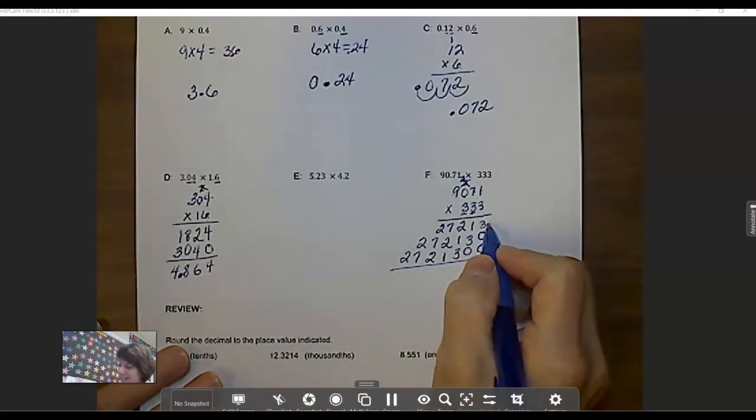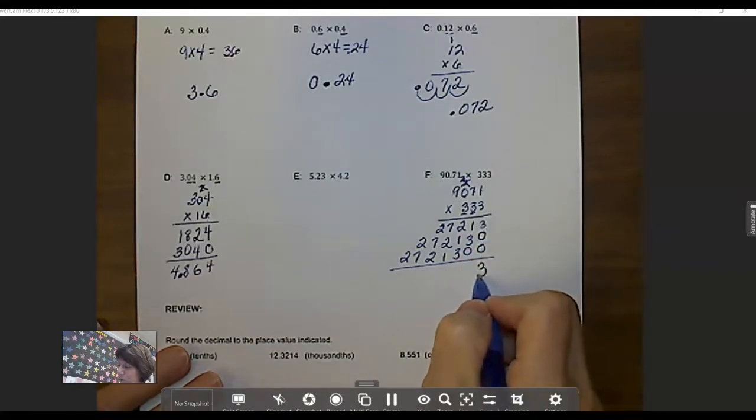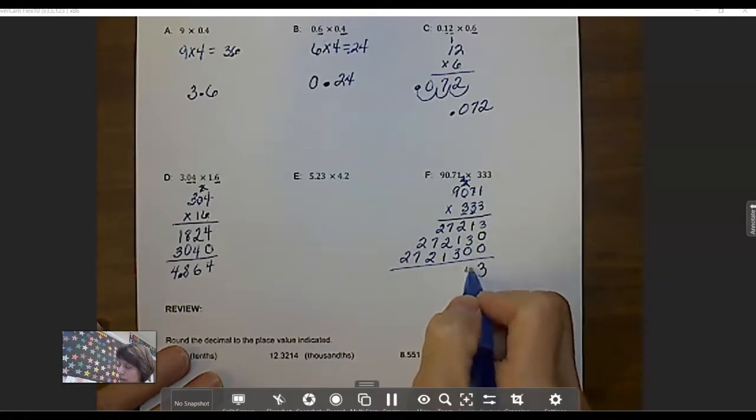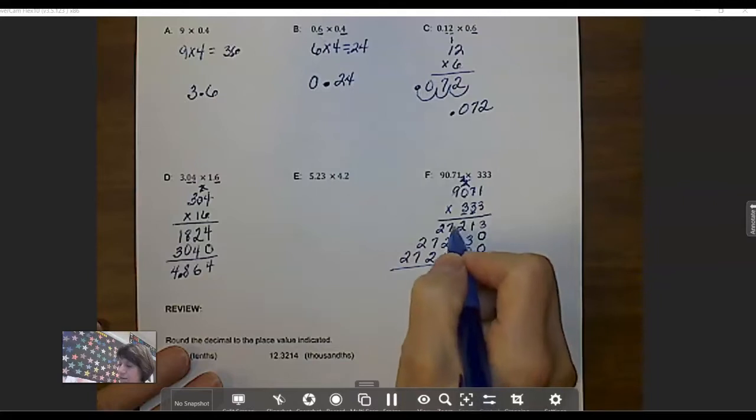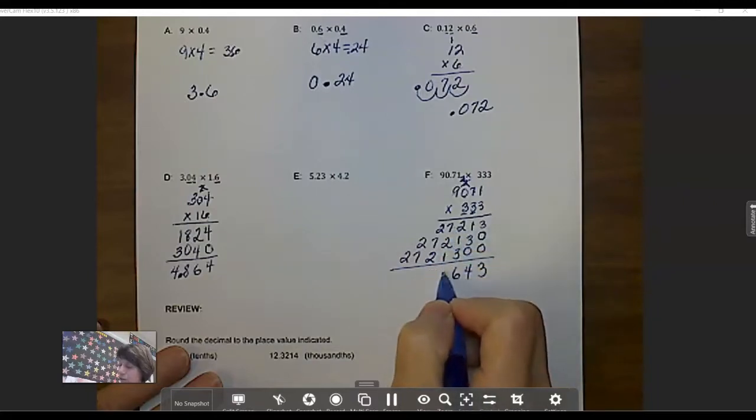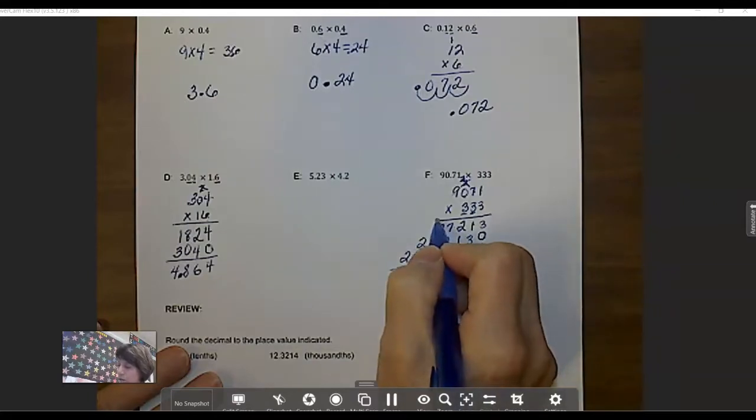So now I'm going to add. So 3 plus 0 plus 0, that's 3. 1 plus 3, that's 4. 2, 3, and 3 is 6. 7 and 2 is 9, and 1 more is 10, so I put a 0 down here and carry 1.